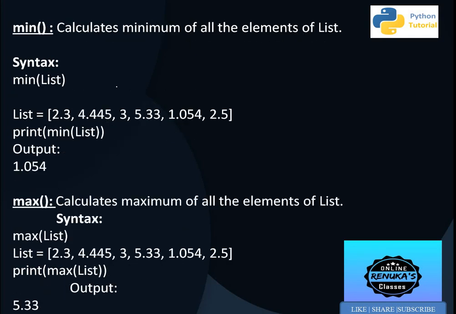Then minimum. If you want to find the minimum of all the elements, you can use minimum. The minimum value will be given. Same is the case here also, that your list must contain numeric values. Then maximum, to return the maximum of all the elements. So the largest value from the list will be given. So that is maximum.